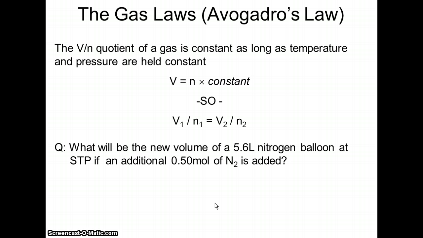A sample problem for this says what will be the new volume of a 5.6 liter nitrogen balloon at STP, if an additional 0.5 moles of N2 is added. Now, something that we have to note here, it's not that we're multiplying by 0.5.